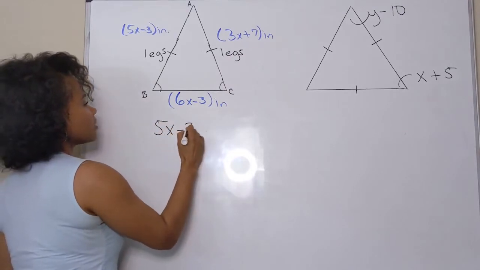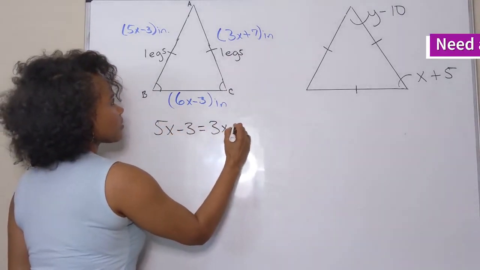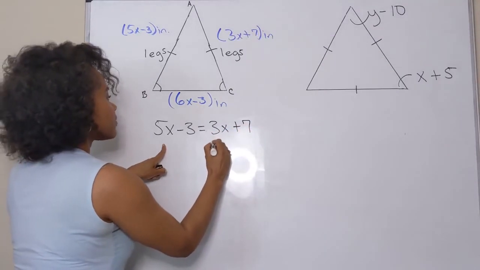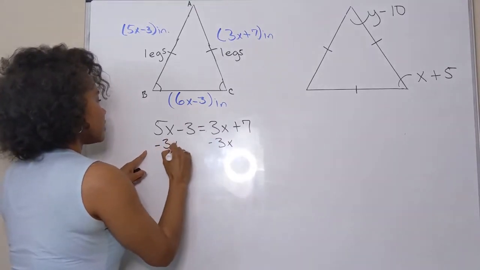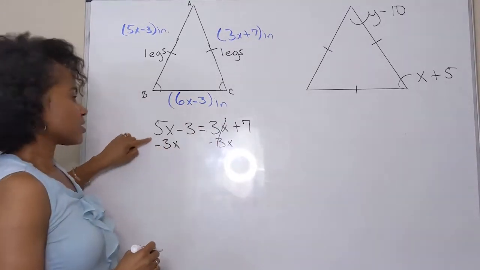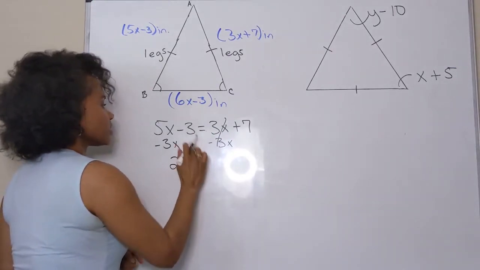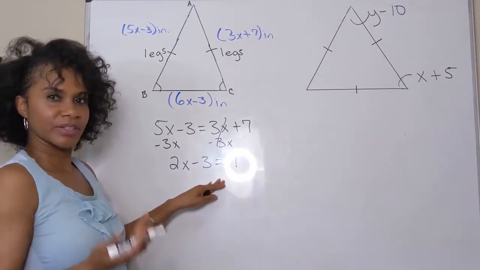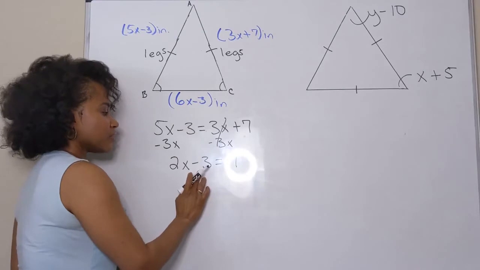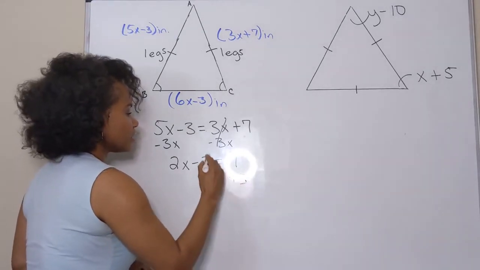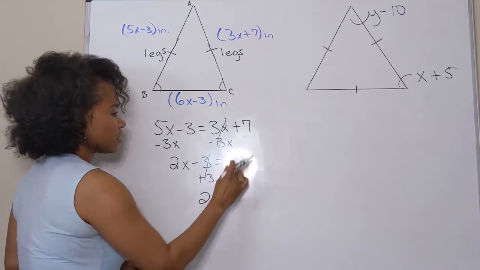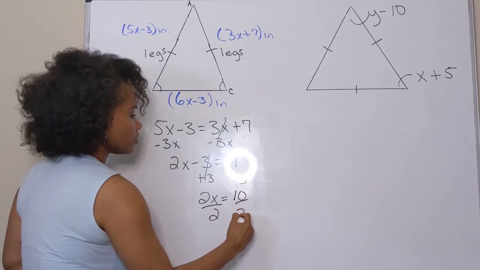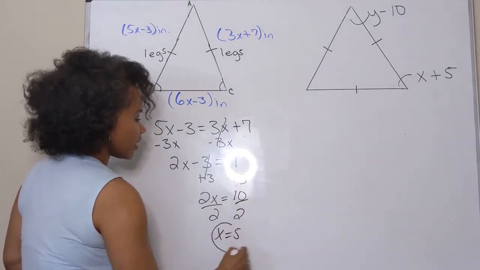So I have 5x minus 3 equals 3x plus 7. Using my inverse operations, I'm subtracting 3x, which cancels out on the right. 5x minus 3x is 2x, bring down the minus 3, and the 7. So now I'm just left with a two-step equation. Inverse of minus 3, add 3, bring down my 2x. 7 plus 3 is 10. Divide by 2, x equals 5.